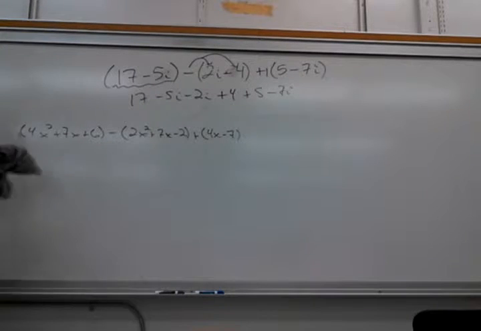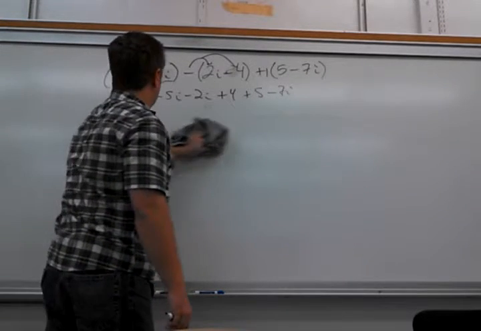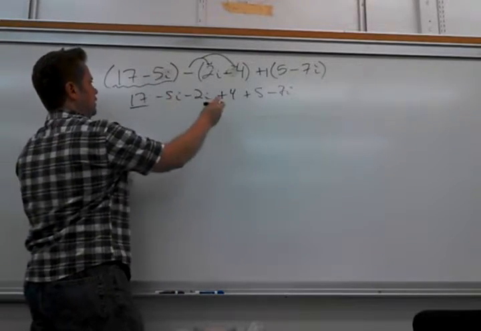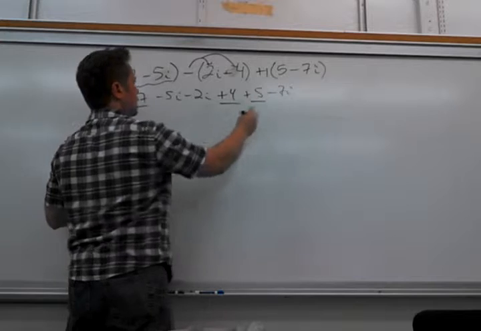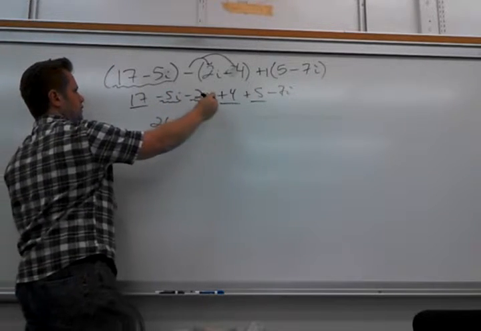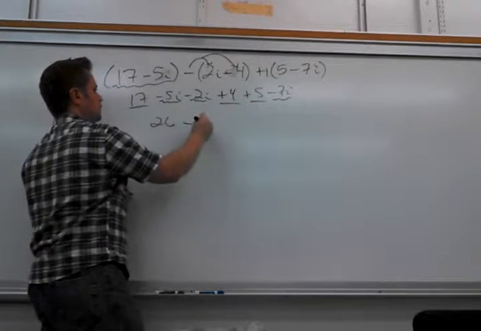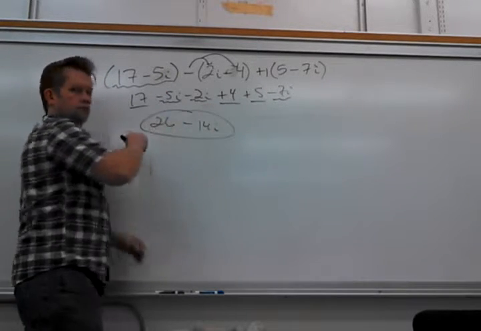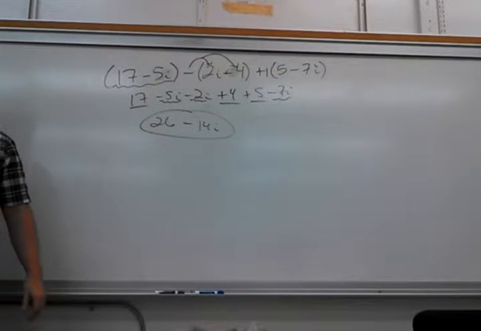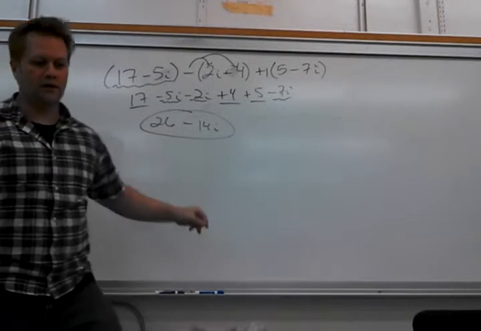Isn't it 26 minus 49? For this one? Yep. So let's see, we got 17 plus 4 plus 5. Good, that's 26. Then we got negative 5 minus 2 minus 7. That's minus 14i. For that problem. All right, don't copy that down for your answers. You don't have the same problem.